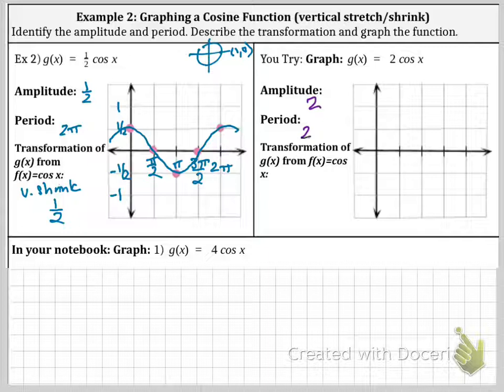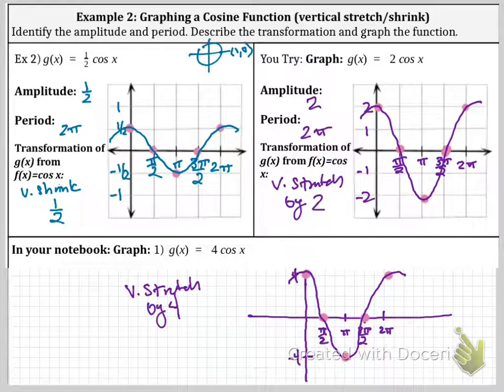So amplitude is 2, period is 2 pi. It's a vertical stretch of 2. And actually, you can go ahead and finish this one. Try finishing this one as well as 4 cosine x here in your notebook. And then when you come back, the answers will be here. So here are the graphs of 2 cosine of x as well as 4 cosine of x. Again, make sure labeling the 4 points on the x-axis as well as your maximum and minimum point on the y-axis of your graphs.